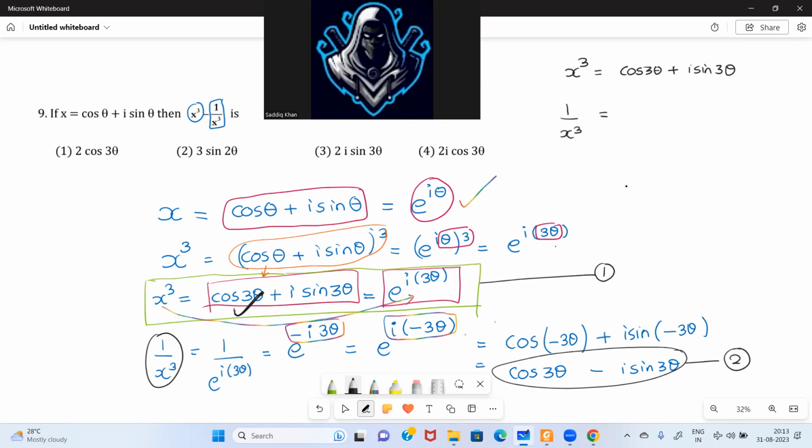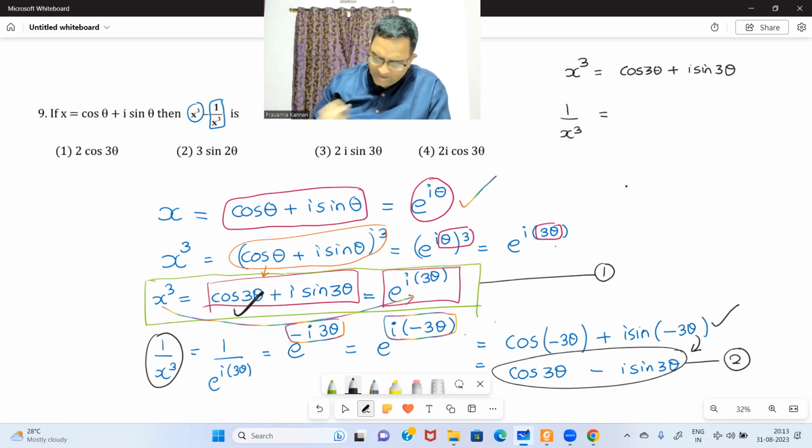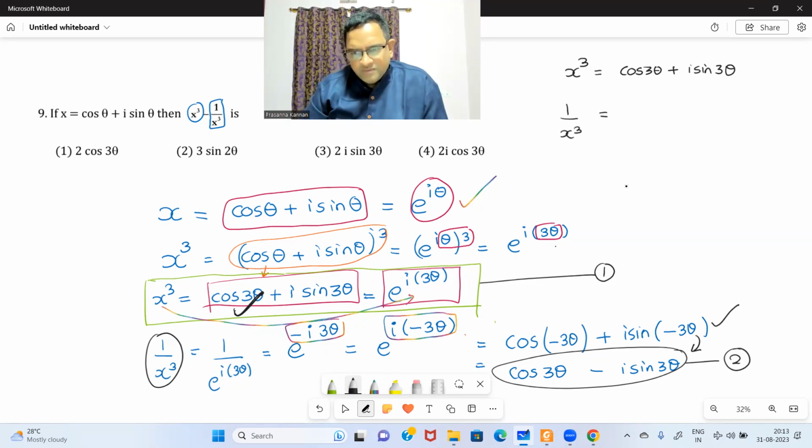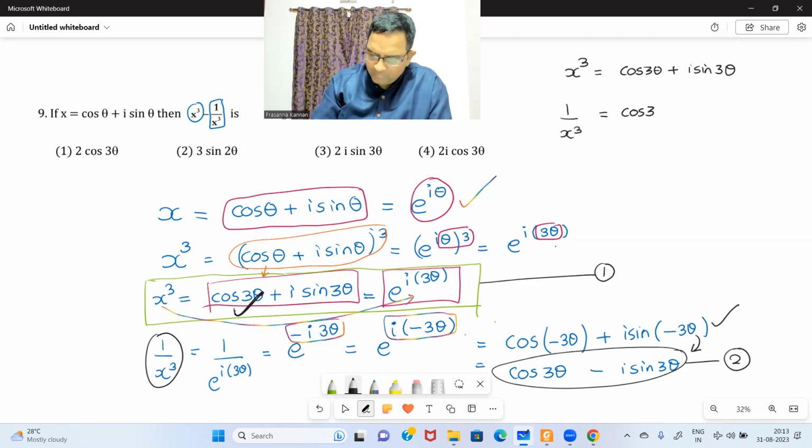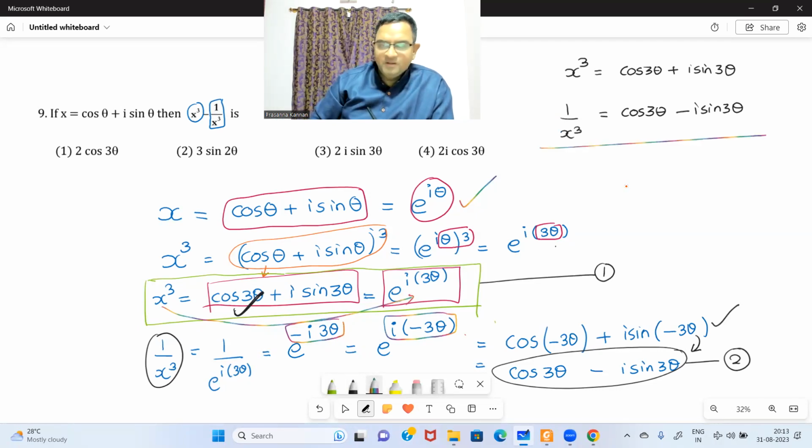Be cos minus 3 theta plus... We converted, right? Last step. Tell me the last step. cos 3 theta minus I sin 3 theta. You're almost ready to get the answer now. So you should only tell me the last part. Okay.